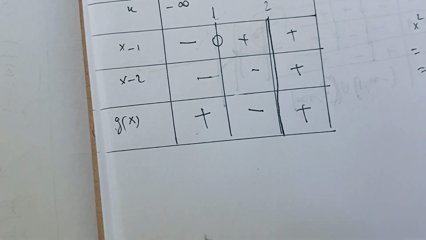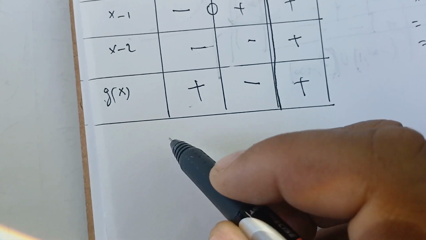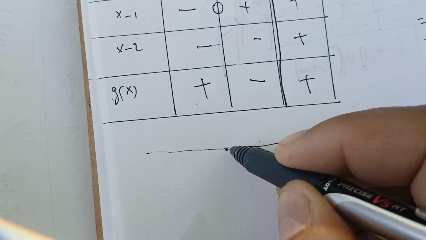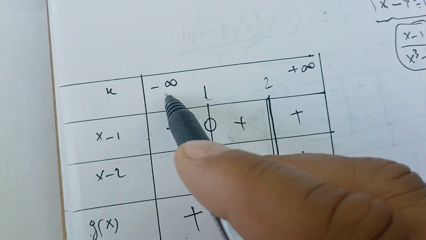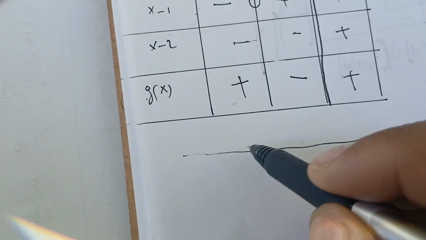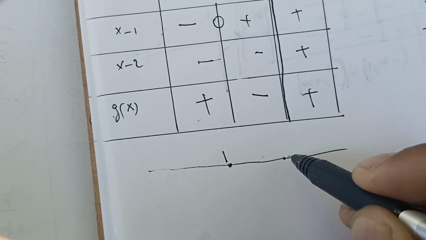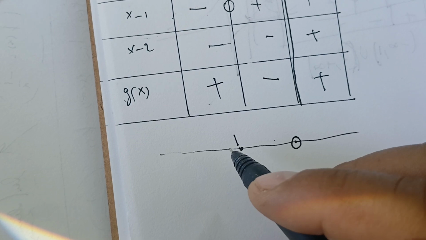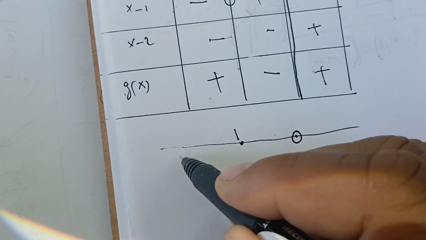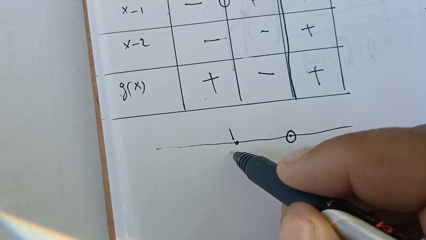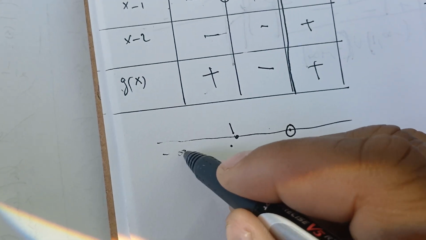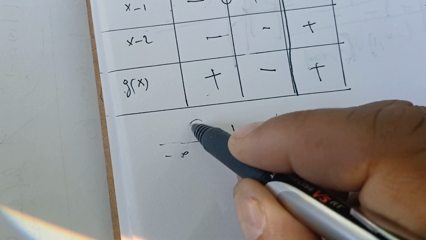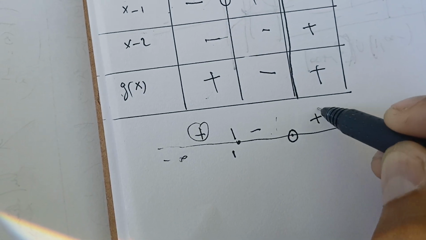From here, I can read my line. Let's do it this way. I go here and I come to 1. So I'm coming from minus infinity, going this way. This is 1. The 2, when I have it in line, I put a circle. So when I'm coming from minus infinity, I meet 1. So here, minus infinity, 1. I'm looking for the positive. So here positive, negative, positive.